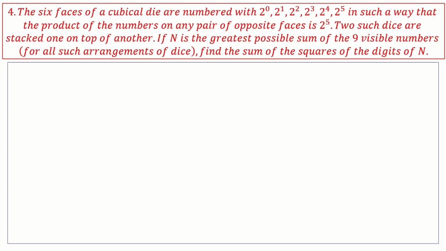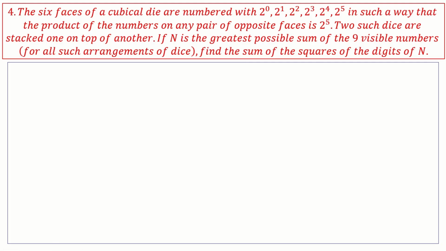The 6 faces of a cubical die are numbered with 2 to the power of 0, 2 to the power of 1, up to 2 to the power of 5, in such a way that the product of numbers on any pair of opposite faces is 2 to the power of 5. Two such dice are stacked one on top of another. If n is the greatest possible sum of the 9 visible numbers, find the sum of the squares of the digits of n. Okay, so let's see.